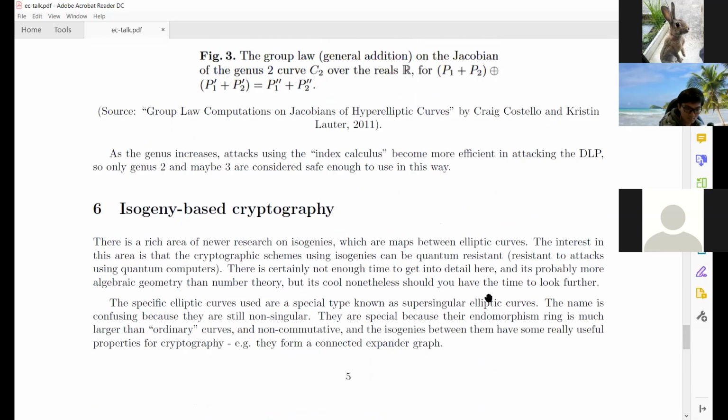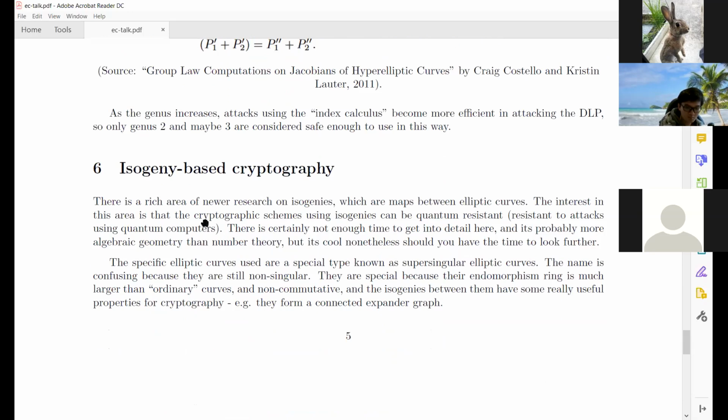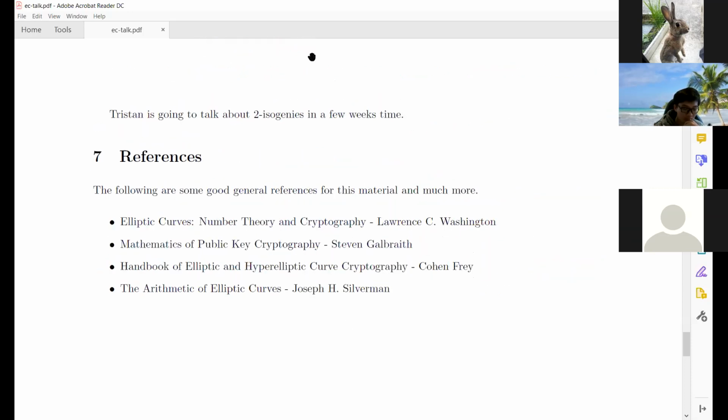And then isogeny-based cryptography is also very elliptic curvy. Isogenies are maps between elliptic curves, and I'm not going to talk about that at all today because I see Tristan's got it on the list for later. So just so you know, there's a whole area of cryptography which utilizes isogenies between elliptic curves instead of points on elliptic curves in the group law. But I'll leave that for Tristan.